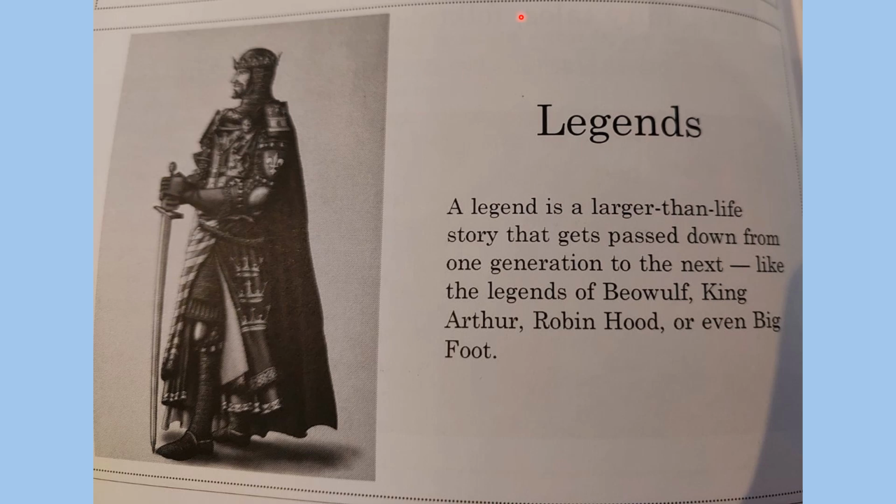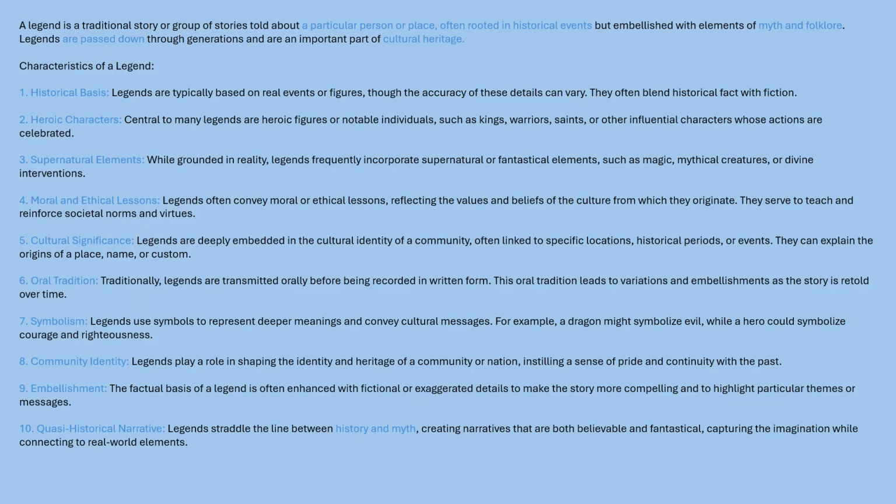So let's look at legends now. I'm not sure that this definition is really going to help us a lot, but of course it's a story that is passed down. And here are some examples. Let's look a bit closer. So there's a historical element to a legend, okay? It has elements of myth and folklore. It's also passed down, and it's again part of the cultural heritage.